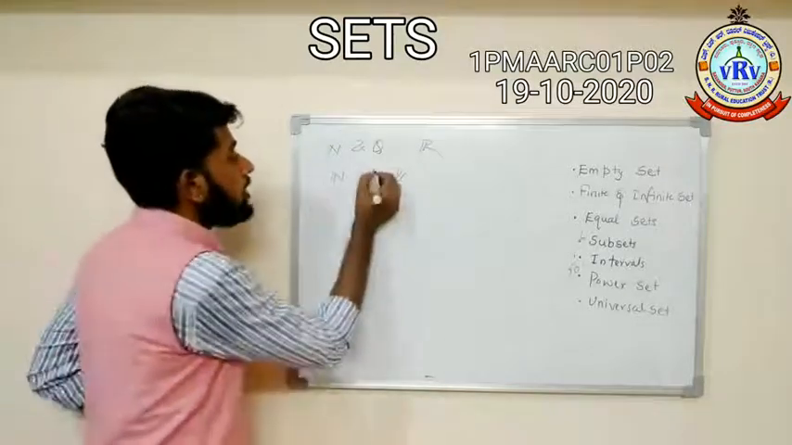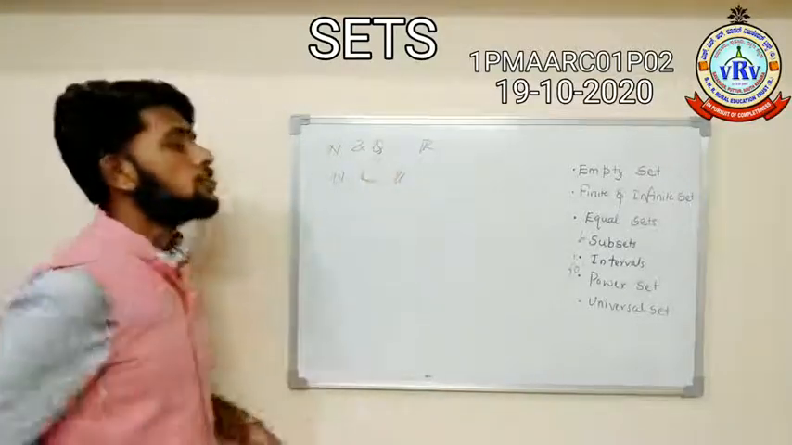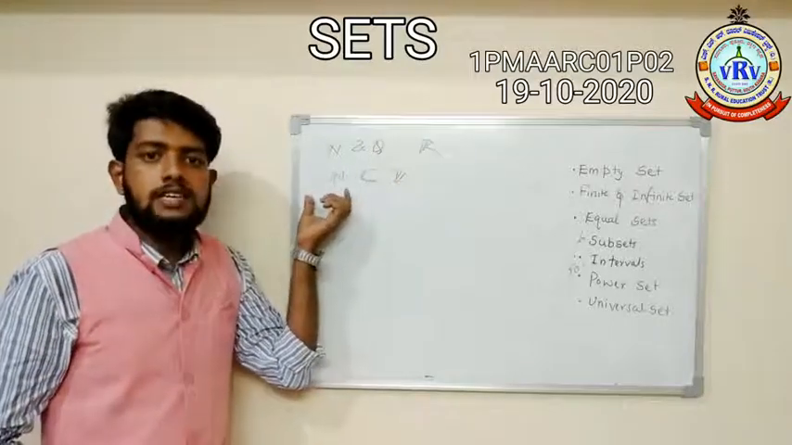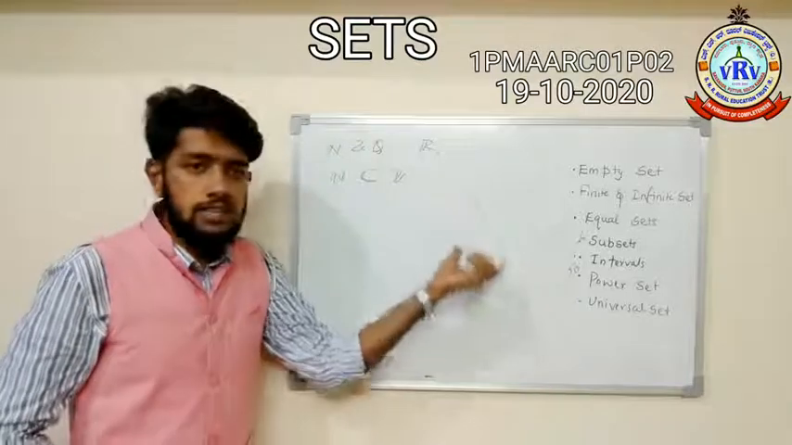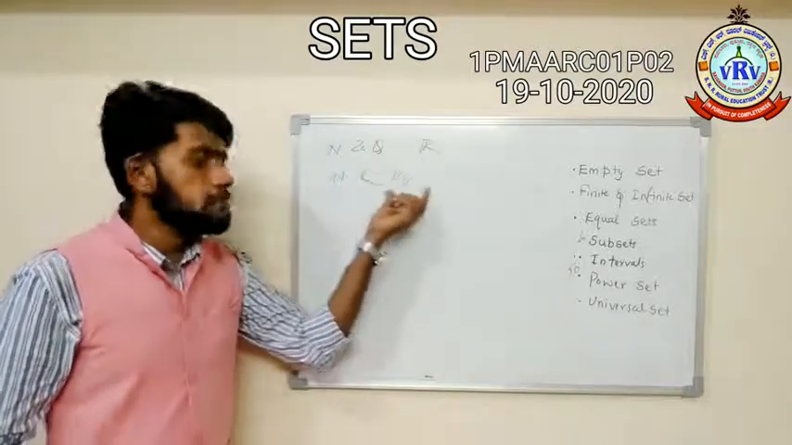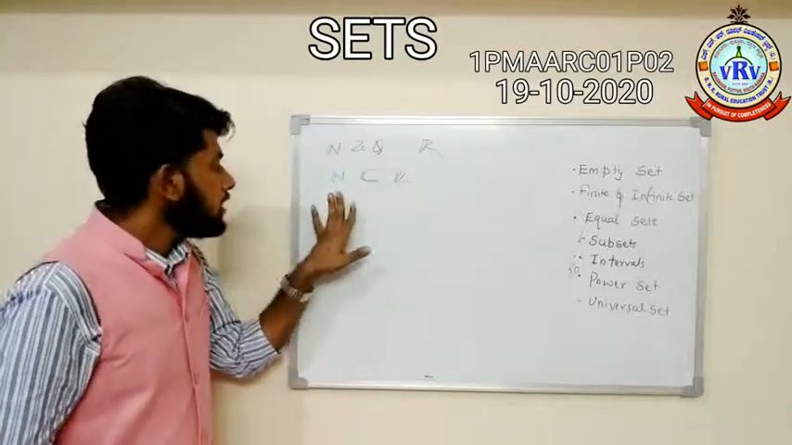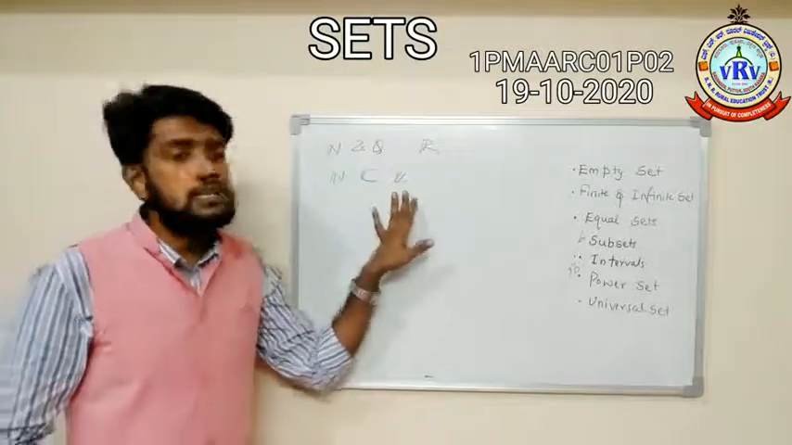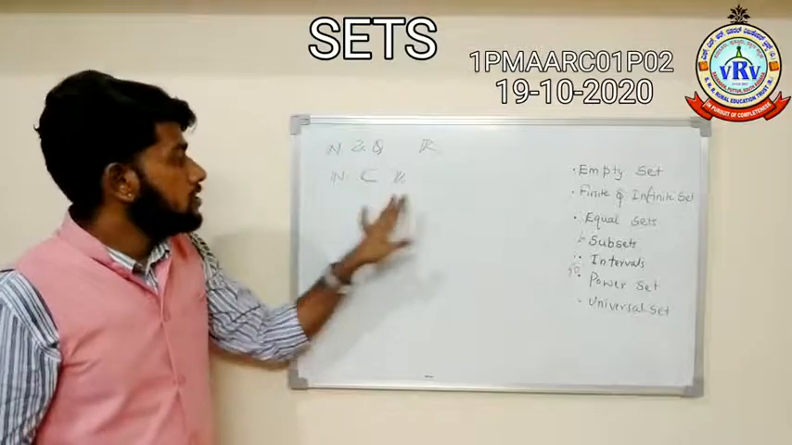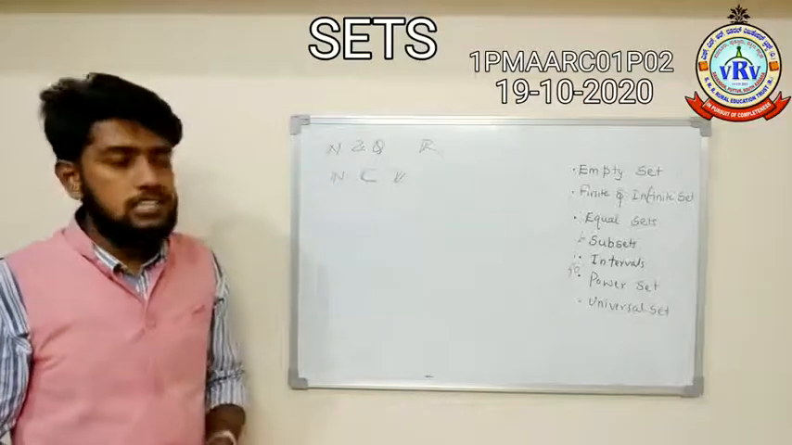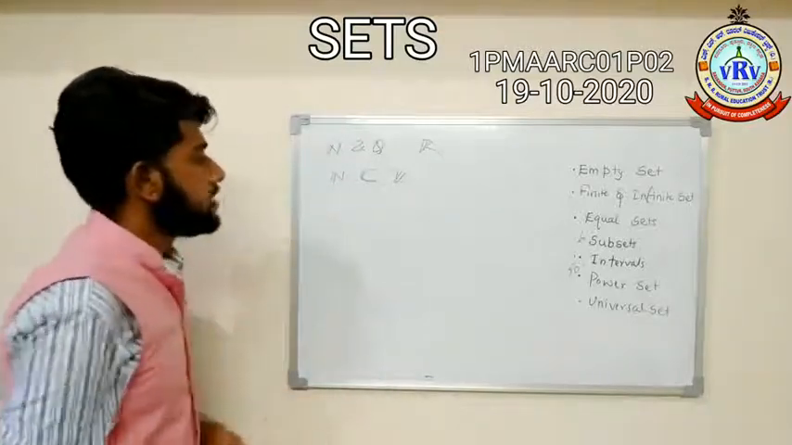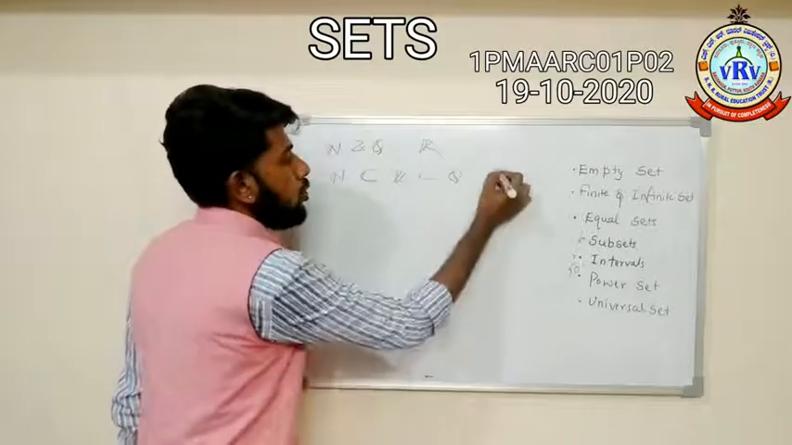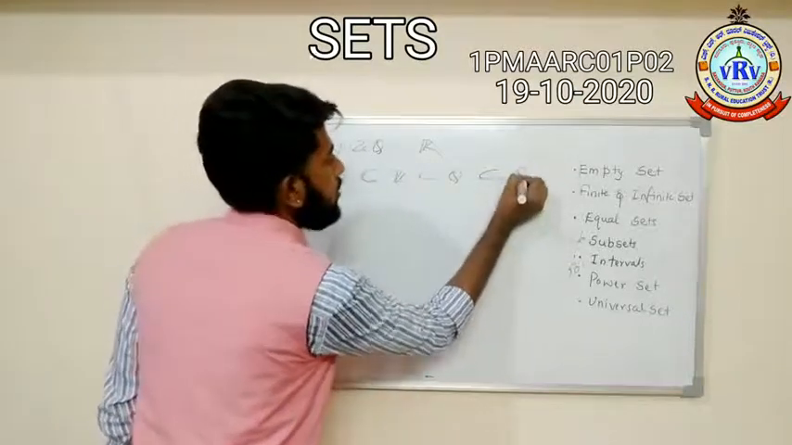So all the natural numbers are a subset of the integers. We know subset means if one set contains elements which are there in another set, then that set is a subset of the other set. So N contains all the numbers in the natural numbers which are also in the integers. So every natural number is an integer. Therefore N is a subset of Z. Also Z is a subset of Q. Also Q is a subset of R.